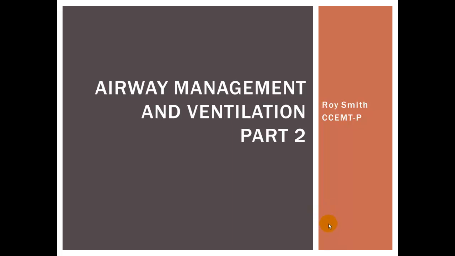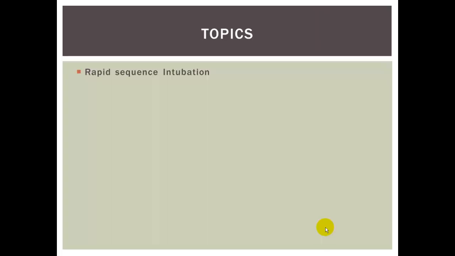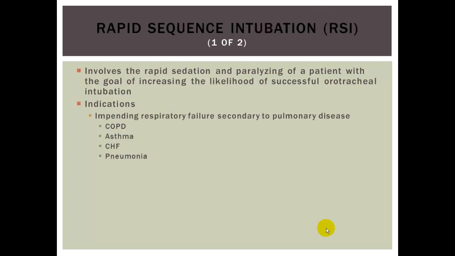All right, this is going to be airway management and ventilation part two, and the area it's going to cover is pretty much rapid sequence intubation. Rapid sequence intubation involves the rapid sedation and paralyzation of a patient with the goal of increasing the likelihood of successful orotracheal intubations.